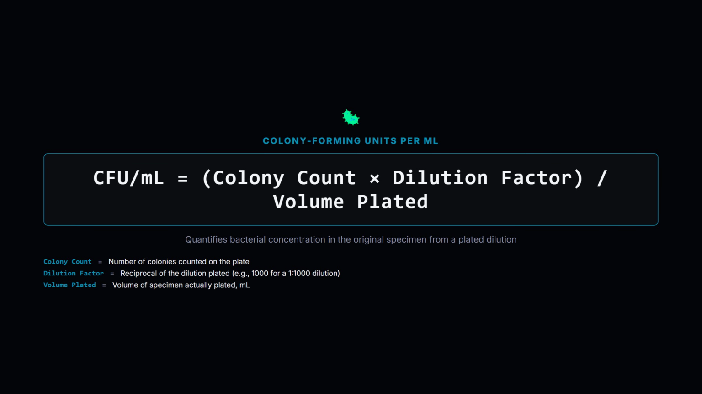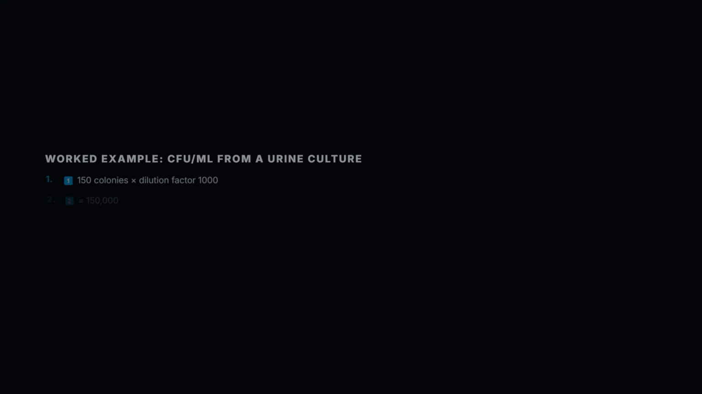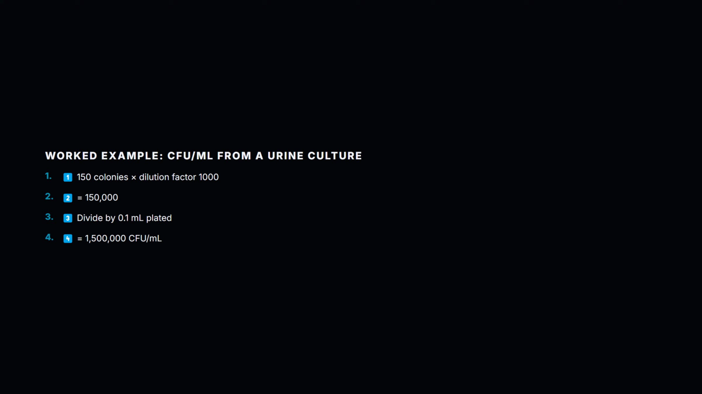Switch to microbiology, where colony-forming units per milliliter quantifies bacterial growth from a plated culture. Colony count, multiplied by the dilution factor, divided by the volume of specimen actually plated. Worked example, 150 colonies counted from a 1 to 1000 dilution, with 0.1 milliliters plated.